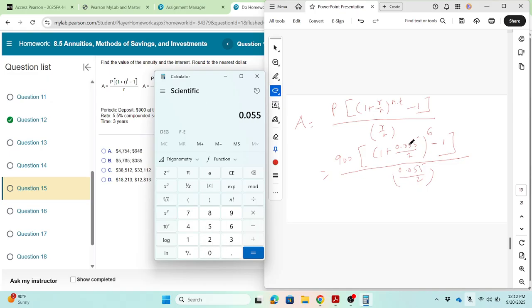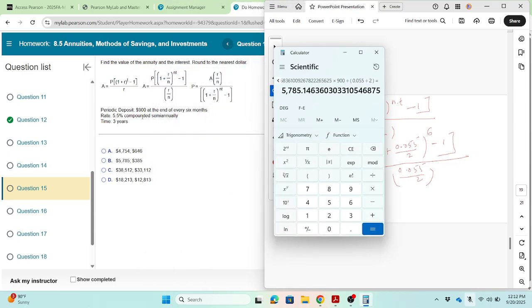This is where I'm going to start. Divide 0.055 by 2 plus 1. I divide this by 2 and then add 1, and then take the power 6 and then subtract 1 from that. So that is the calculation inside the bracket. Multiply that by 900 and divide that by parenthesis. Do not forget to give the parenthesis. 0.055 divided by 2. So that's the annuity.